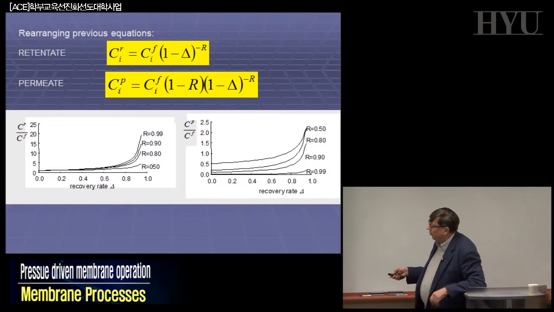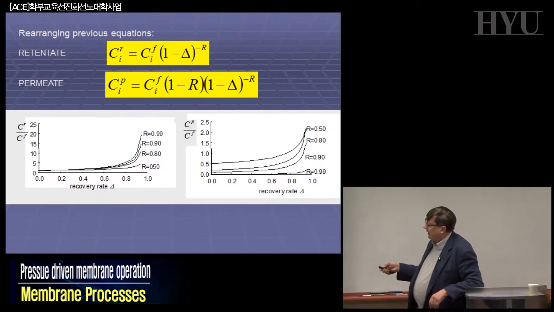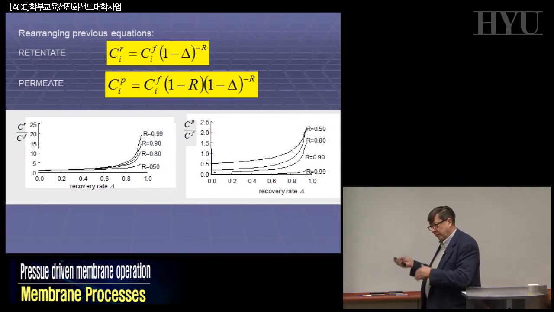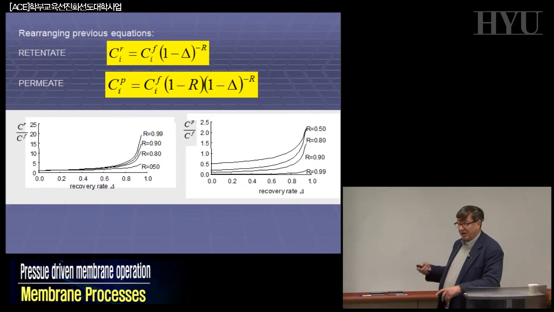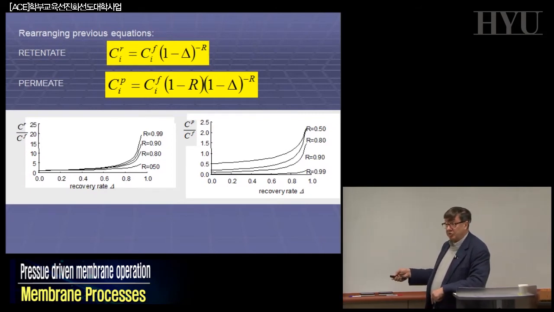This is the ratio of the concentration of the retentate to the feed, at constant rejection of 99 and 50, and that's increasing the recovery rate, increasing the amount of water that you extract from the system. You will have this kind of dependence, which is a function of the selectivity of your membranes and of the recovery ratio that you can realize.